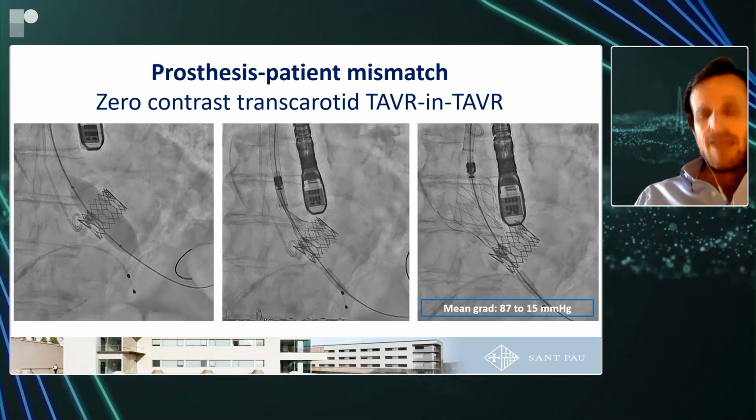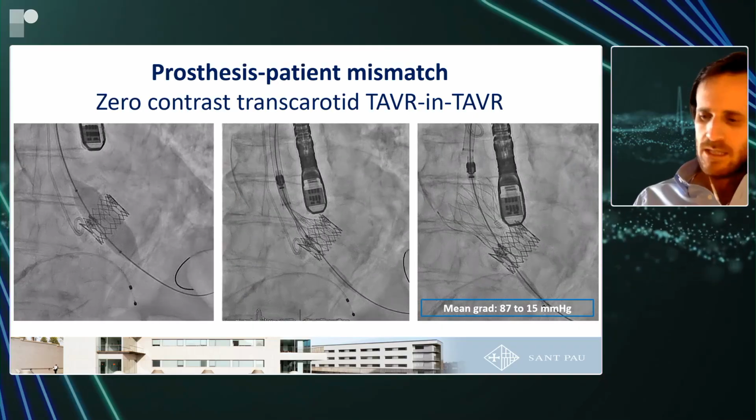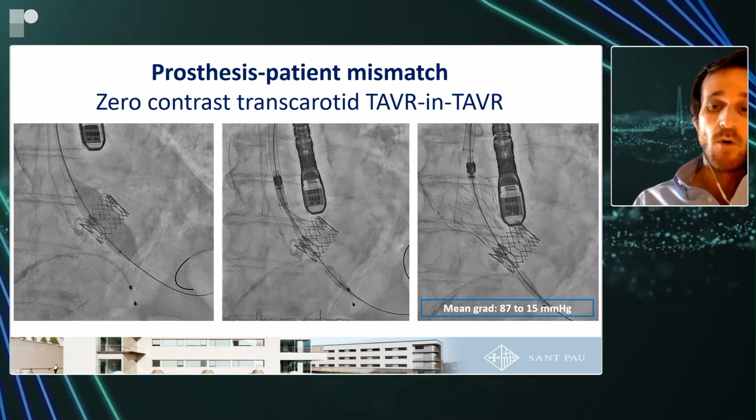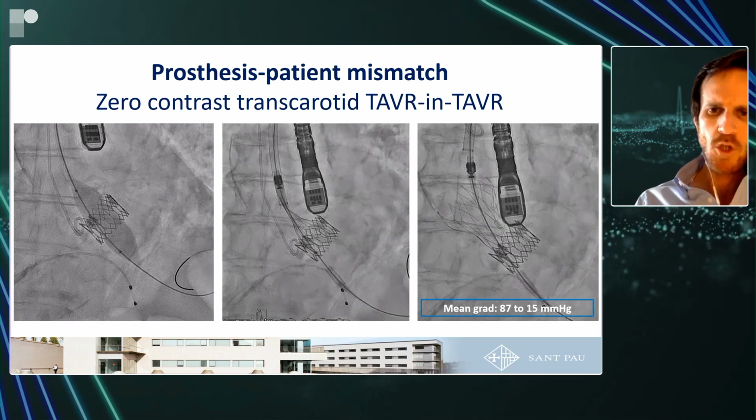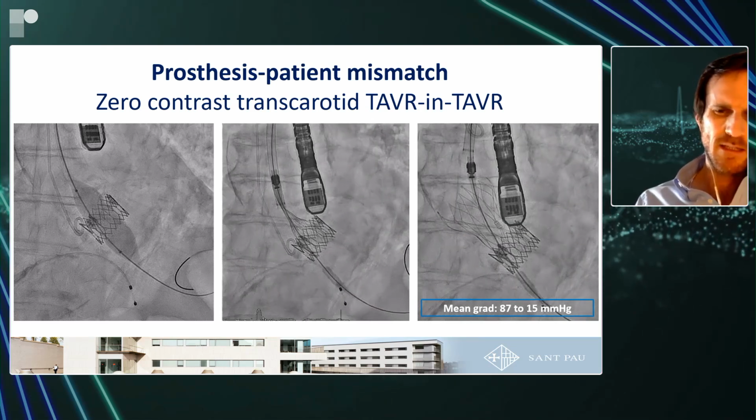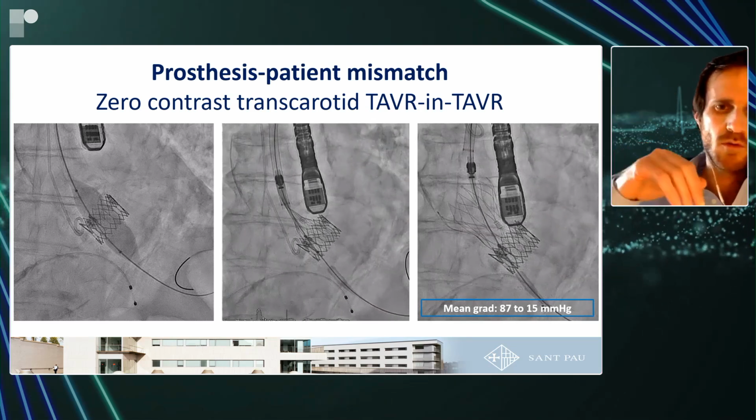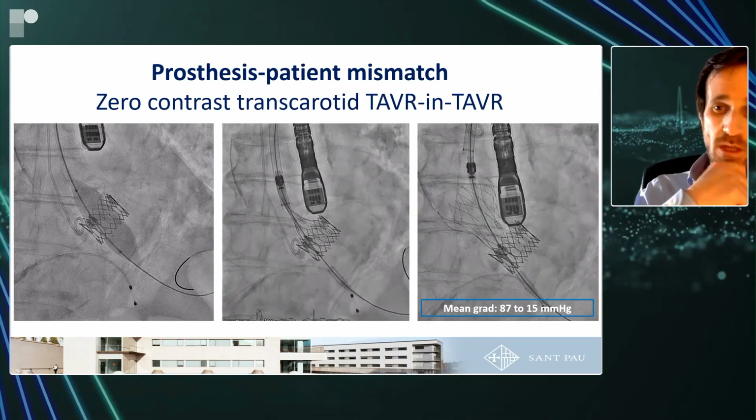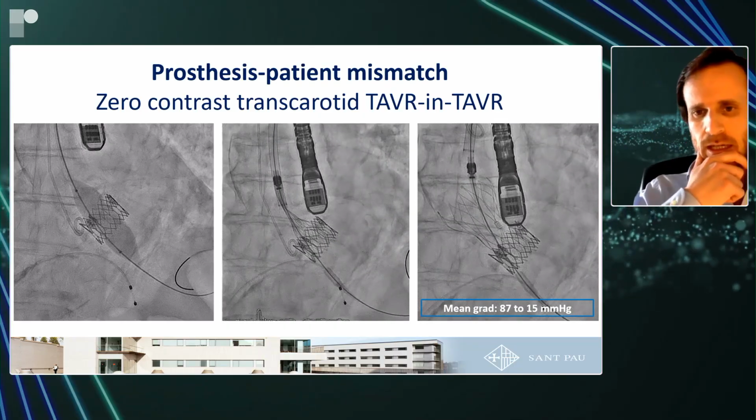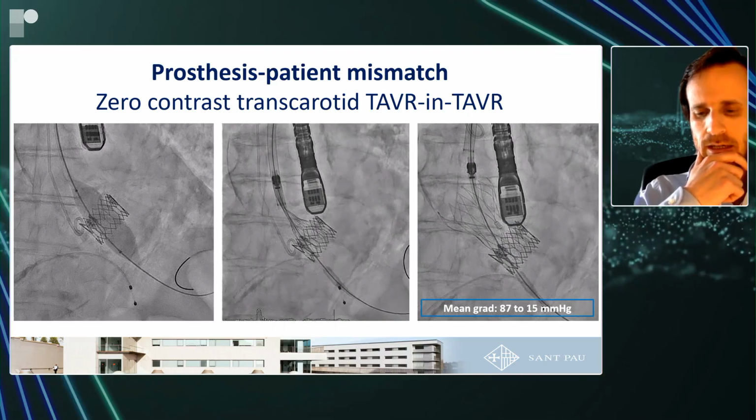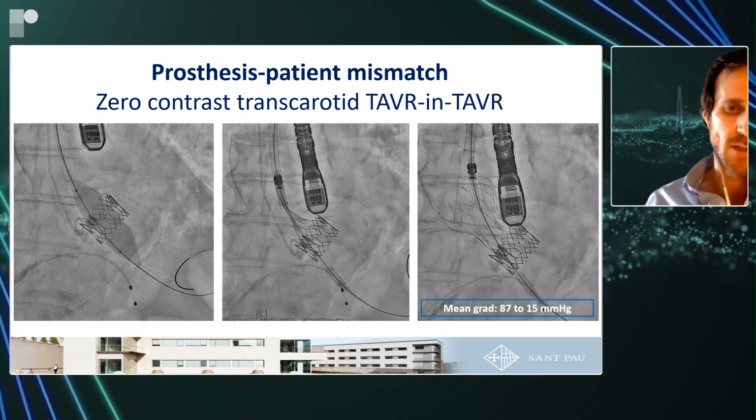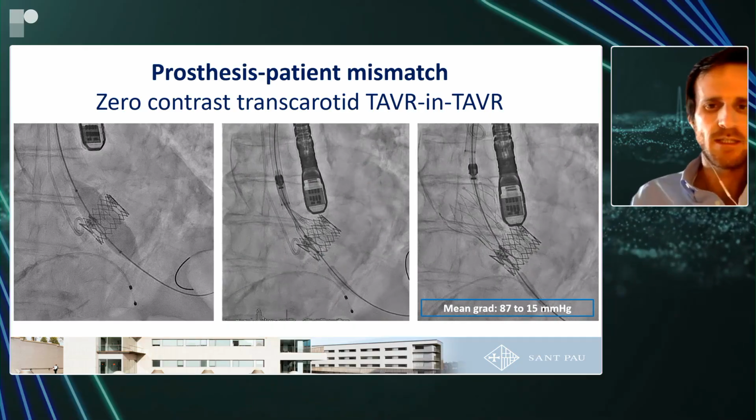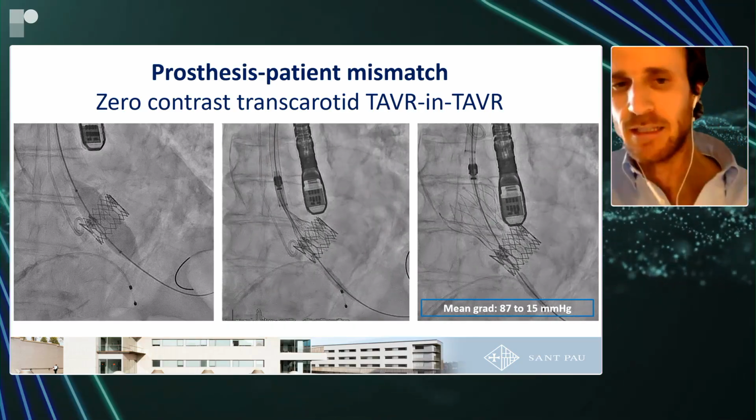This is a TAVI degeneration. This is always challenging cases, but we will see this more and more, more commonly. So this was a Sapien XT that was implanted 10 years ago in an 80-year-old man. And now he had the degeneration with a very critical stenosis. He had severe chronic kidney disease and severe vasculopathy. So we decided to go transcarotid with no contrast, just TEE guided.